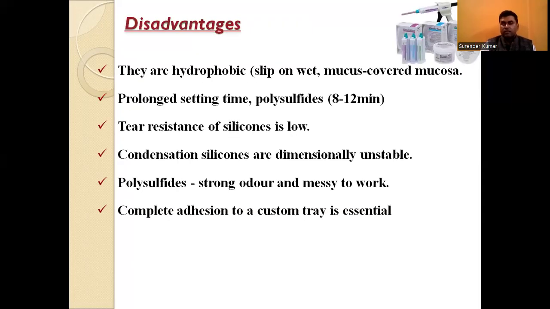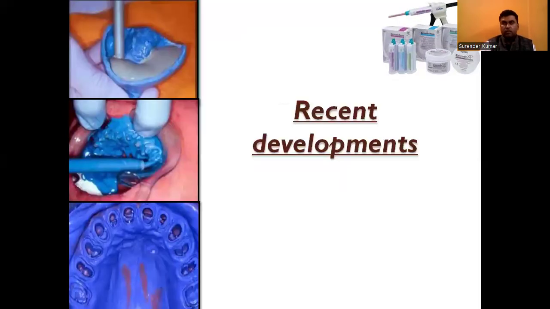But there are certain disadvantages, like they are hydrophobic. That means they slip on the wet, mucus-covered mucosa. They have a long setting time, for example polysulfide, 8 to 12 minutes. The tear strength of the silicones is low, and condensation silicones are dimensionally unstable. Polysulfide has a strong odor and is messy to work with. Complete adhesion to a custom tray is also required.